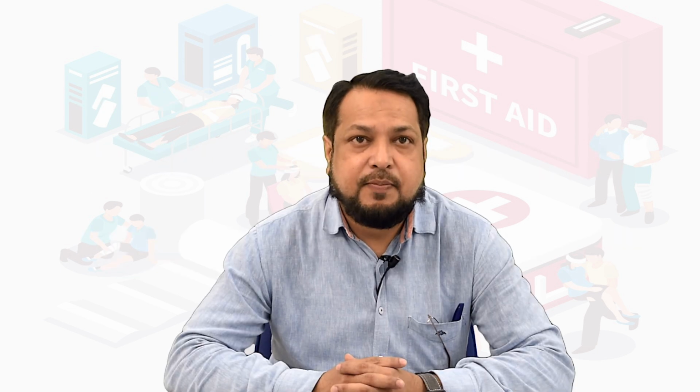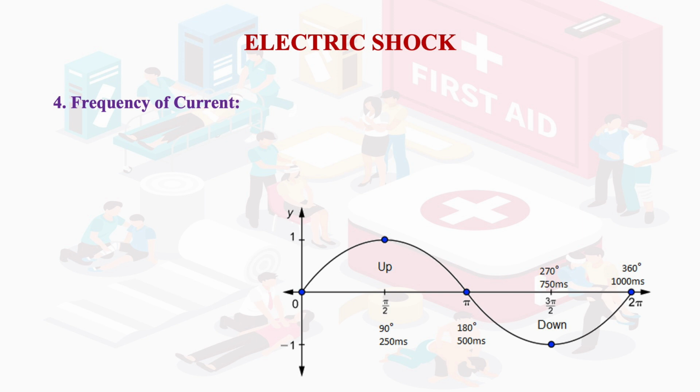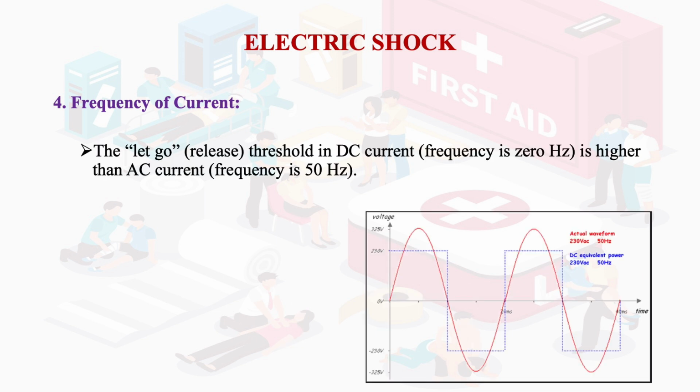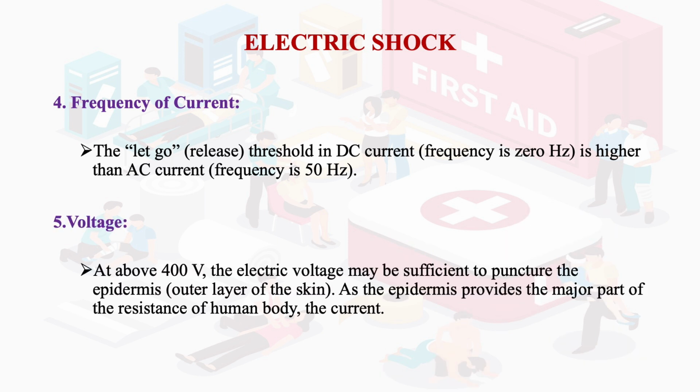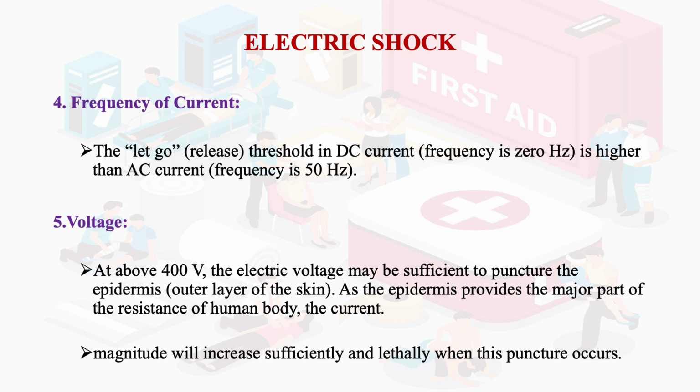Fourth factor is frequency of current. The let go, that is release threshold in DC current, is higher than AC current. Voltage. At above 400 volt, the electric voltage may be sufficient to puncture the epidermis, the outer layer of the skin. As the epidermis provides the major part of the resistance of the human body, the current magnitude will increase sufficiently and lethally when this puncture occurs.